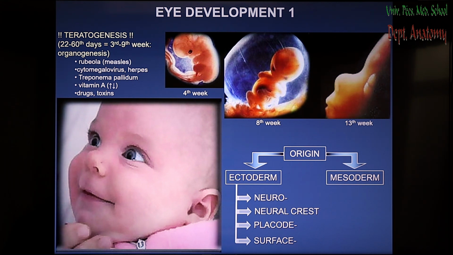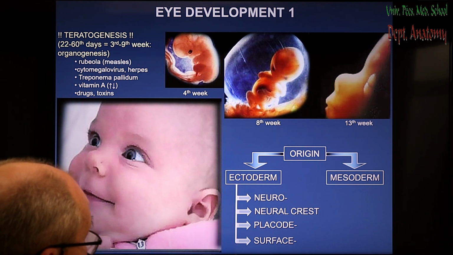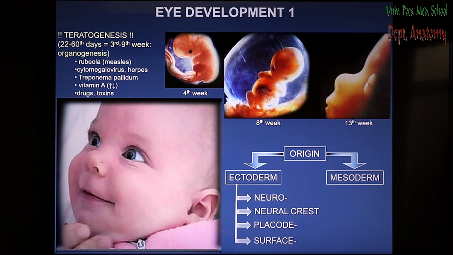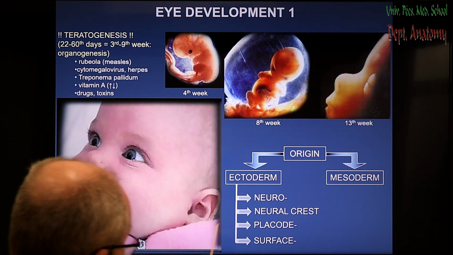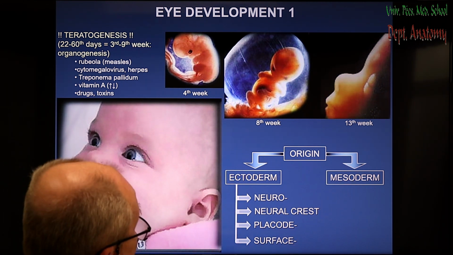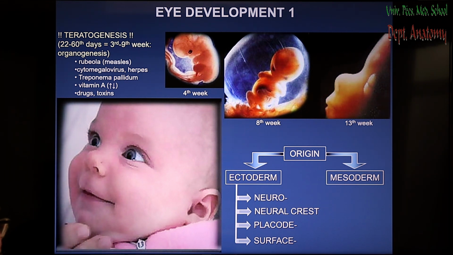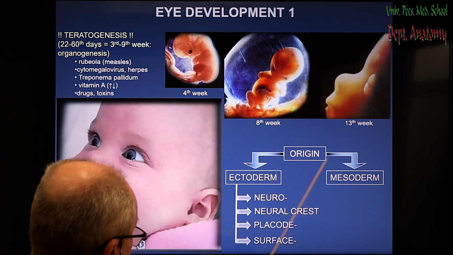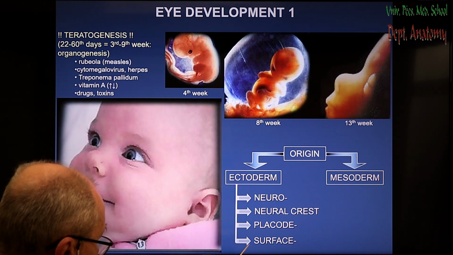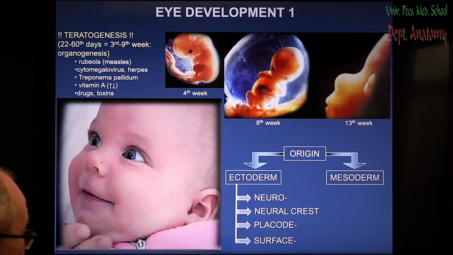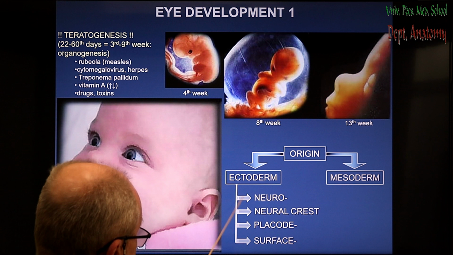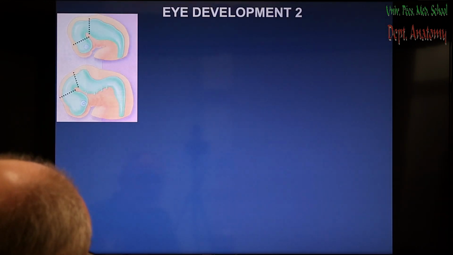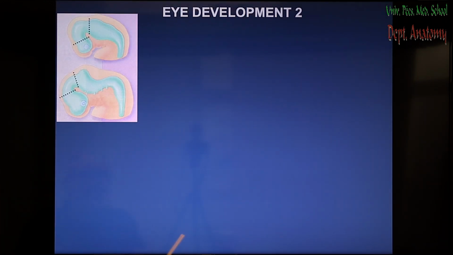The different components of the eye have a different origin from different embryonic germ discs. Ectoderm and mesoderm, of course the endoderm does not take part in the development, so these two germ layers, ectoderm with all the sub-portions of the ectoderm, become important in the formation, and mesoderm around the eyeball.